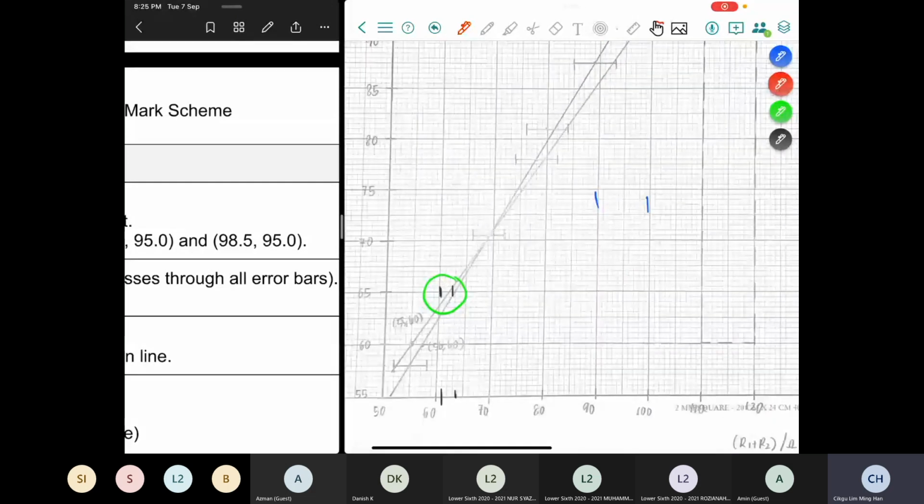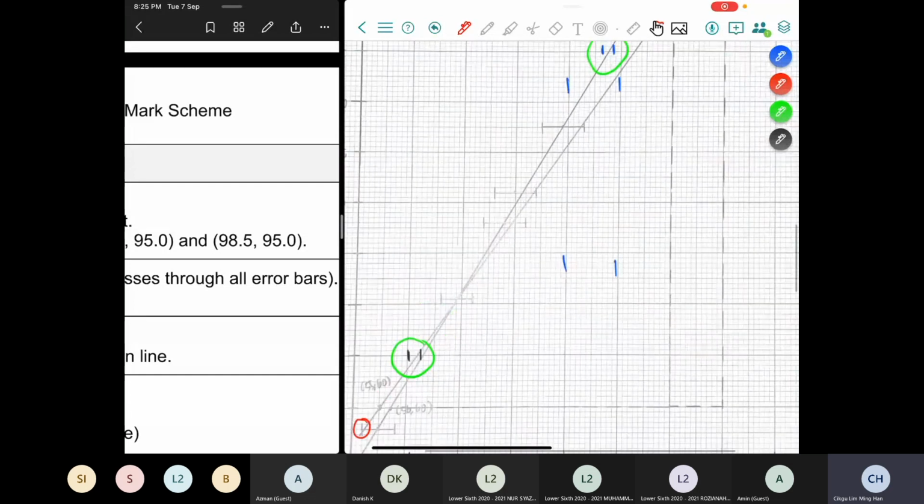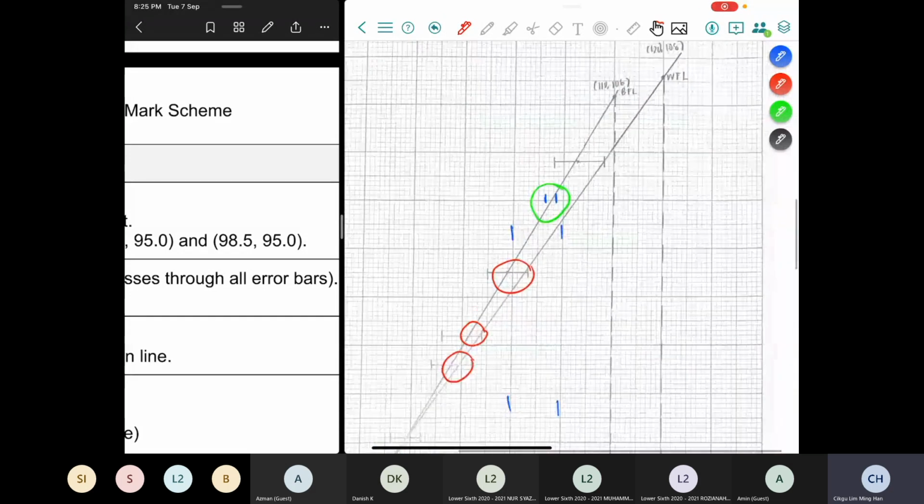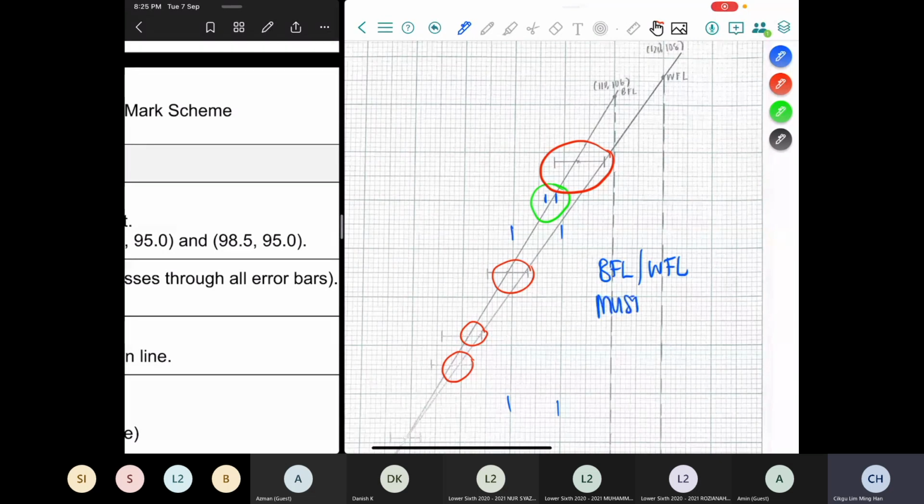Yeah. Then the worst fit line, make sure that it passes through the error bar. All of them must touch the error bar. Okay. So I make a note there. Best fit line and the worst fit line, make a note there. Must touch the error bar. No matter what, they must touch the error bar, or else you'll be in trouble.